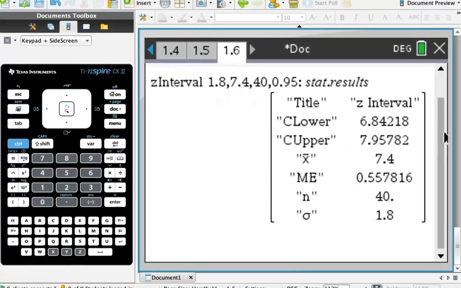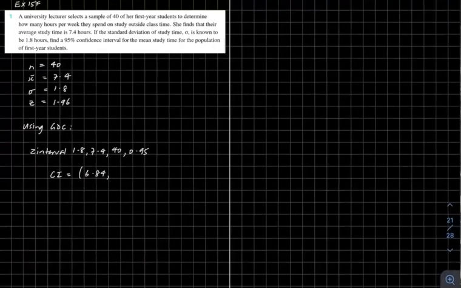So lower, I'll go to 2 decimal places, was 6.84, and upper was 7.96. Alright, so that's our confidence interval there, and done pretty easily using our GDC.